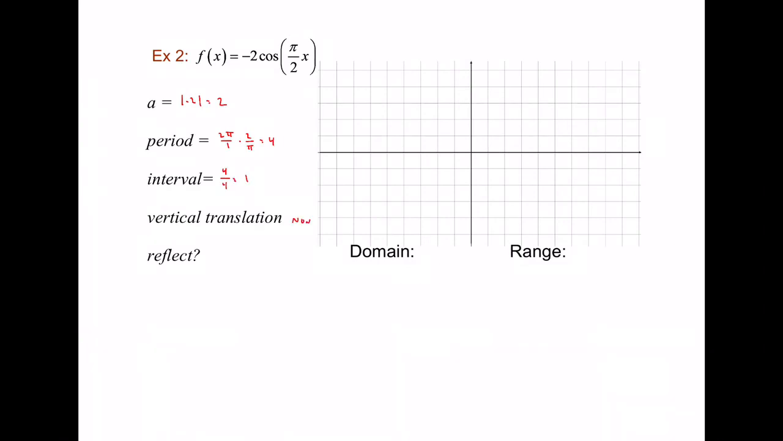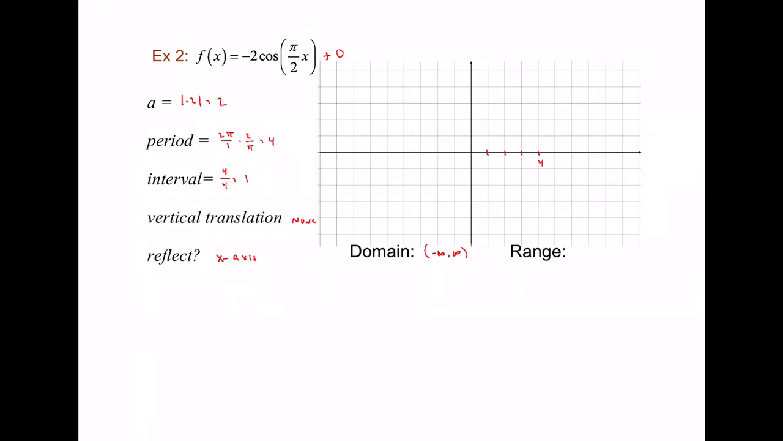We have no vertical translation. Nothing is being added to this. And we do have a reflection over the x-axis because of the negative in front of the function, in this case in front of the 2 as well. So we are reflecting, and we have an amplitude of 2, domain, once again, all real numbers. And then I'll start marking off my x-axis.